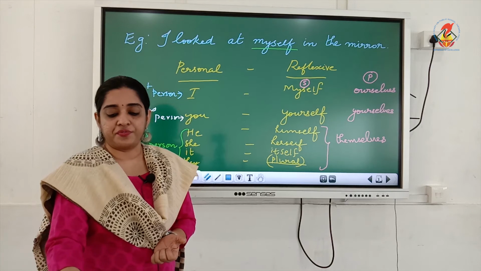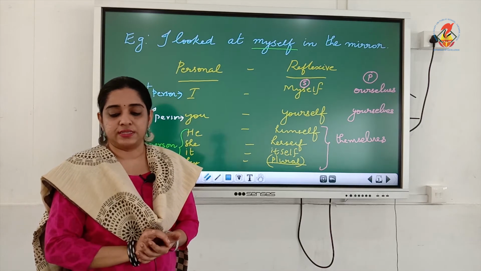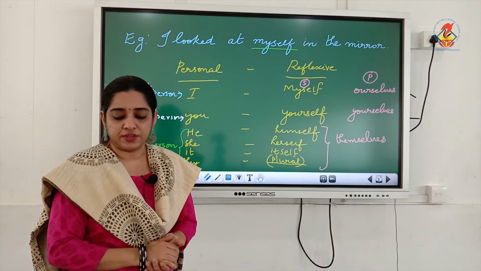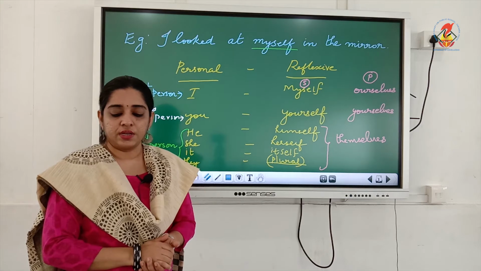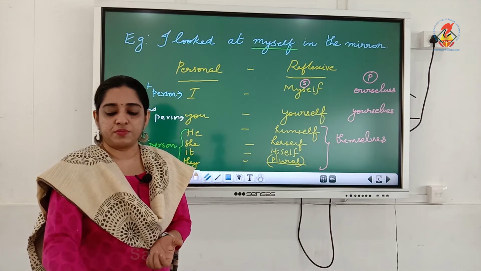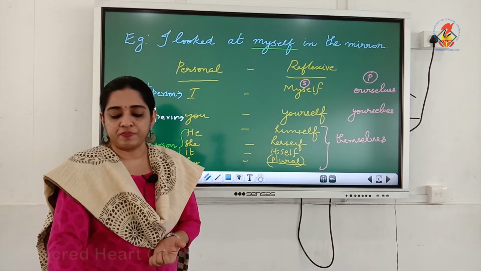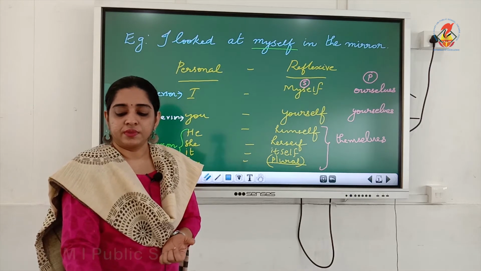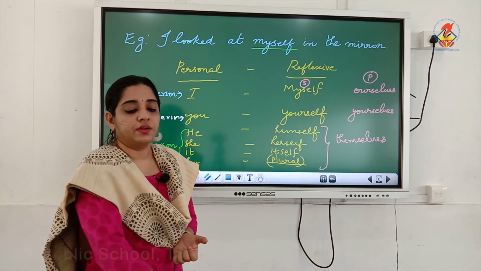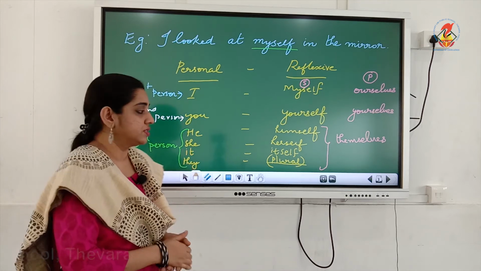Please keep on referring to the reflexive pronouns when you are doing the exercises. Okay, so it will be very easy for you. I fell from the stairs and hurt dash. What is the reflexive pronoun of I in the box? You see, myself. I fell from the stairs and hurt myself. Now, the rest you have to do by yourself.